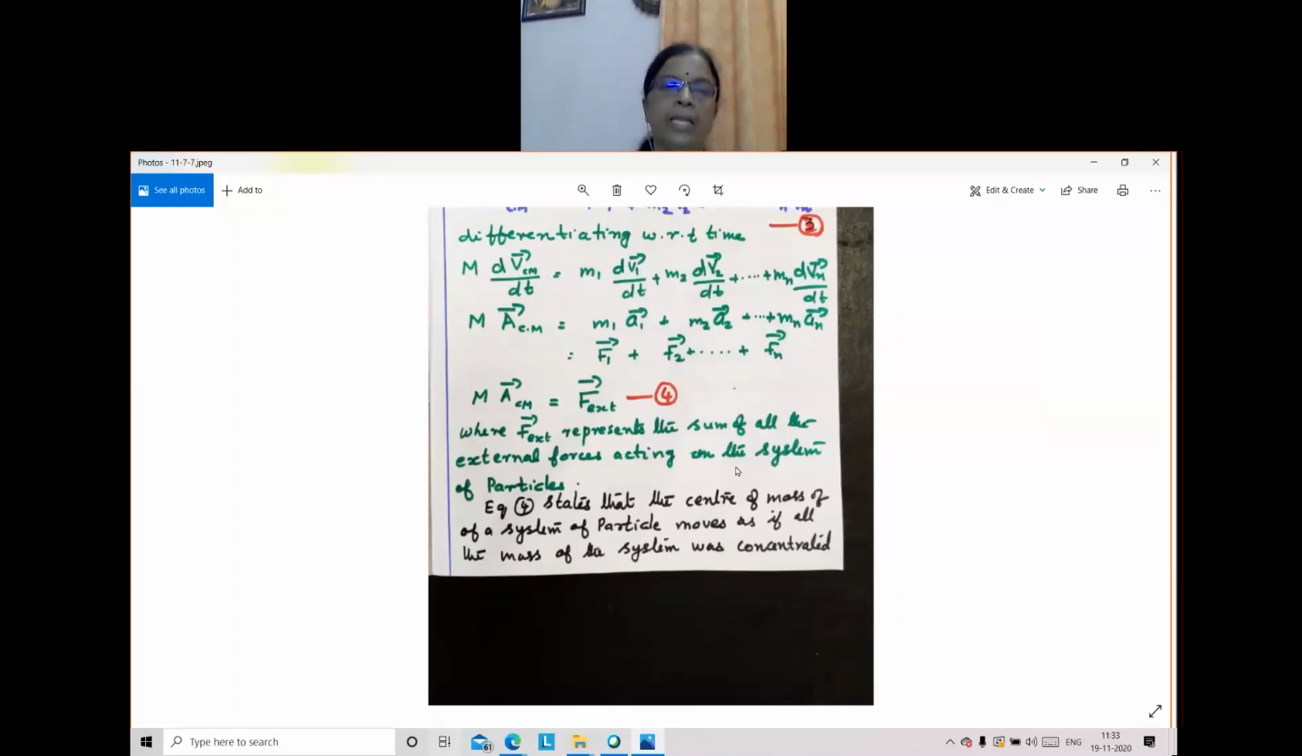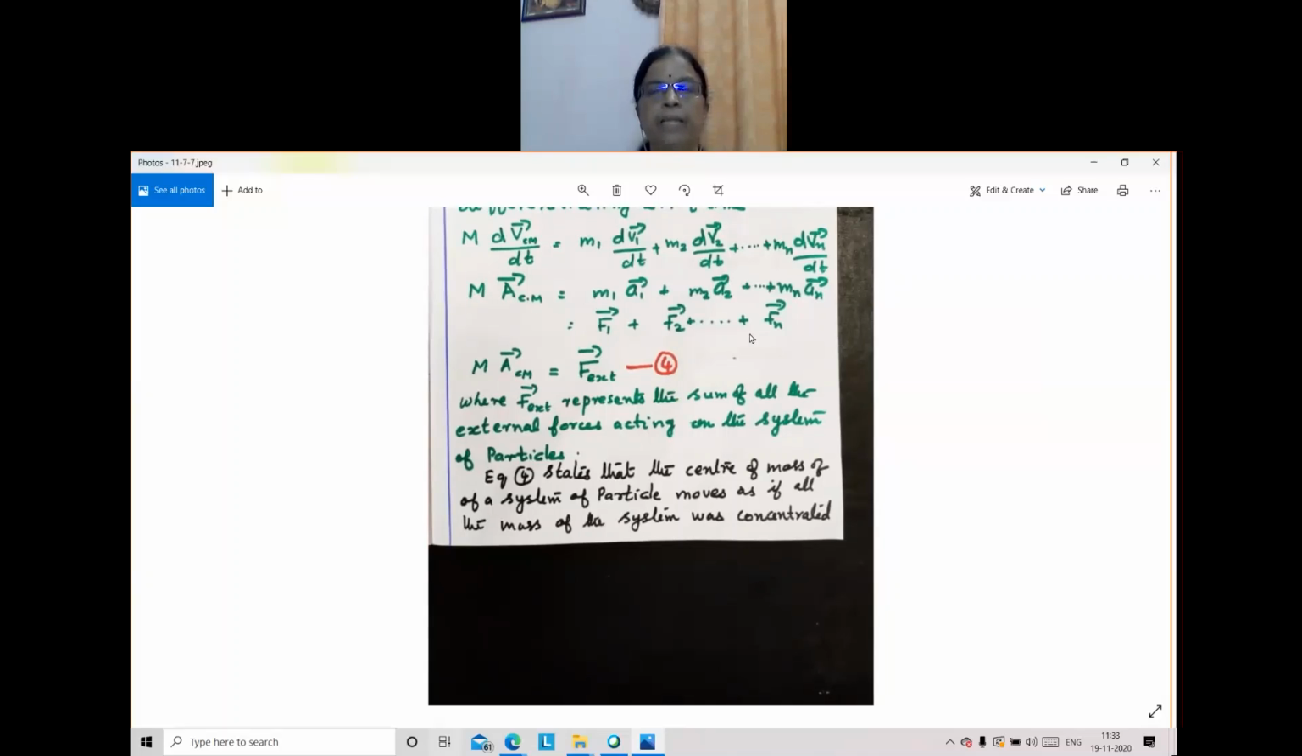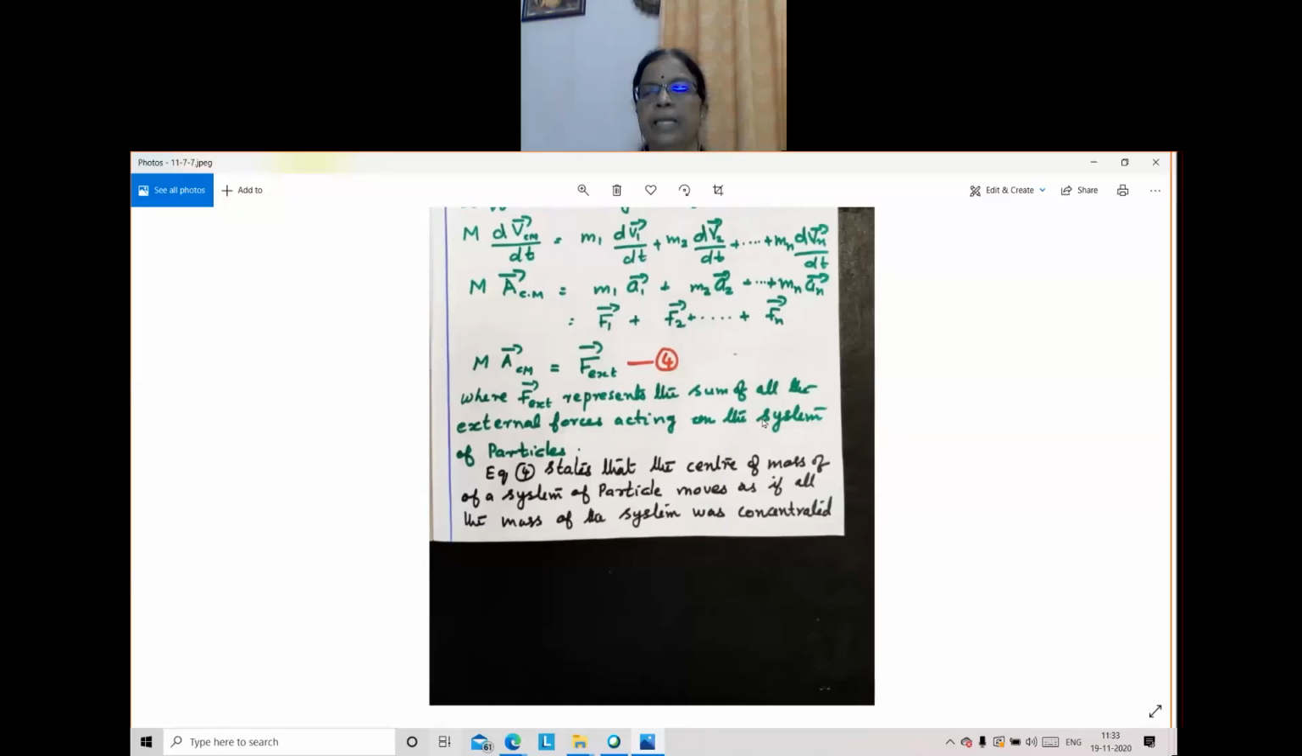That is the idea of center of mass. No need to study the motion of individual particles. Just we apply the force at the center of mass and we study its motion. So mass into the acceleration of center of mass is the total external force acting on the system. F external represents the sum of all the external forces acting on the system of particles. Equation 4 states that the center of mass of a system of particles moves as if all the mass of the system were concentrated at the center of mass.